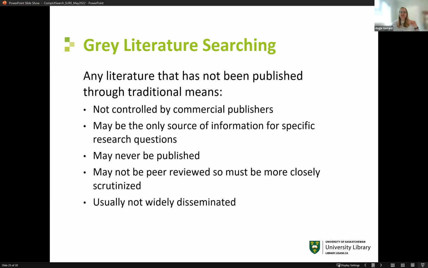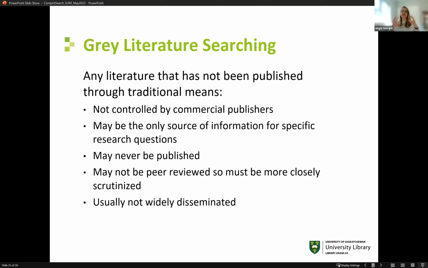I'm just going to quickly touch on gray literature, because I did talk about that idea that a lot of the databases do focus on journal articles, and scholarly peer-reviewed journal articles are kind of the status quo for scholarly output at the university. But there's lots of different types of evidence or resources that might also be helpful for you.